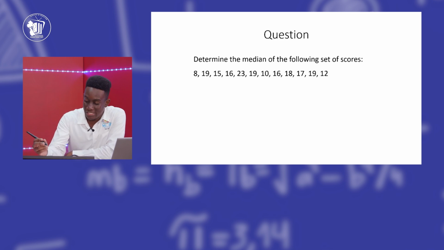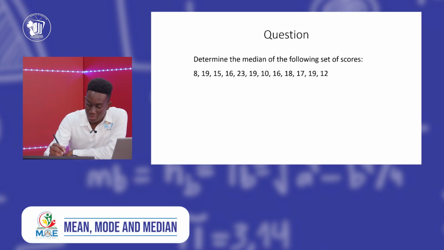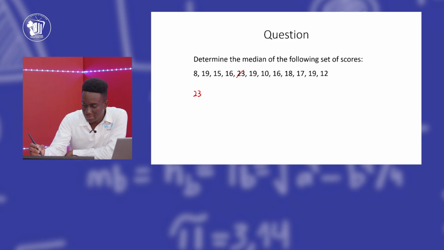So let's go descending. So let's start off with the largest number. So the largest number is 23. So you can say 23. And this will be followed by 19, and this will be followed by 19 again, and this will be followed by 19 again. And 19 will be followed by 18. 18 will be followed by 17.